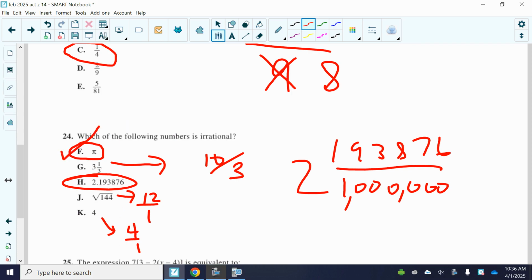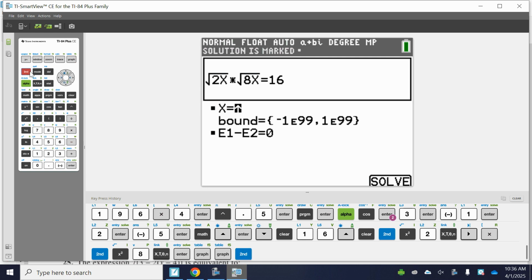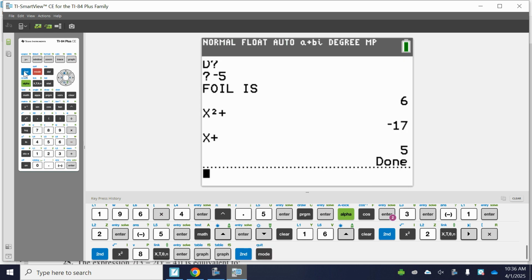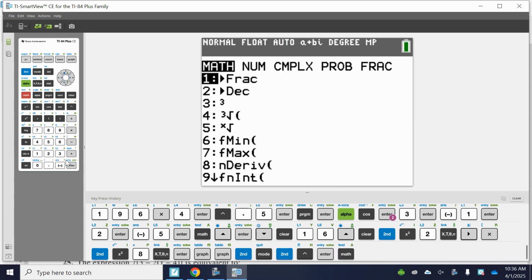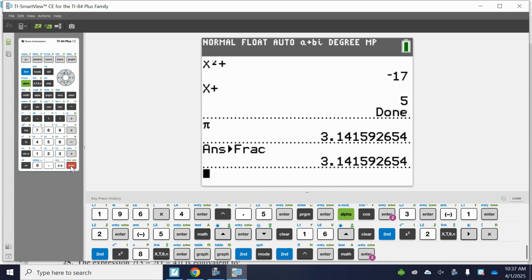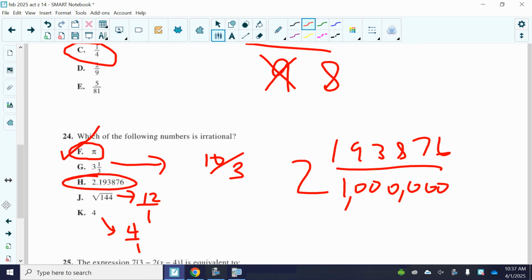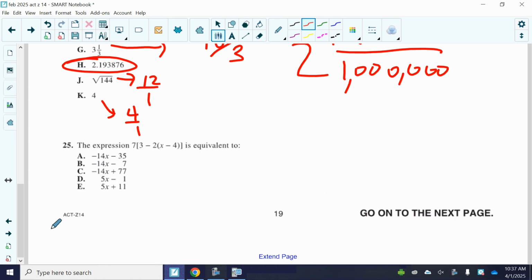Pi does not convert to a fraction. One of my favorite examples on the calculator is to go pi and then say, hey, could you turn me into a fraction? And it's going to say, heck no, I can't. Why? Because it's irrational.